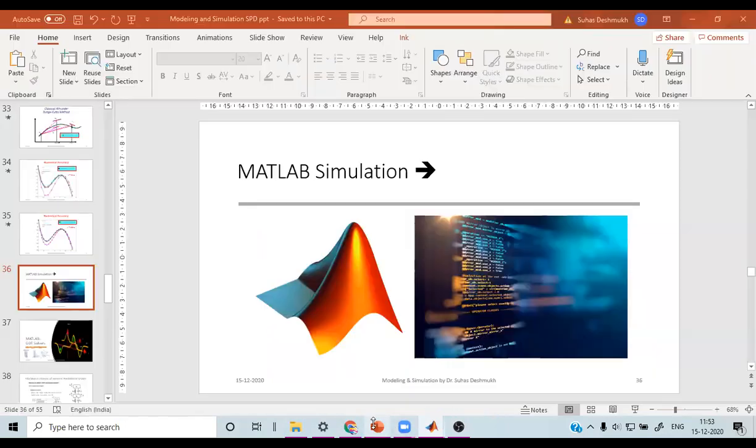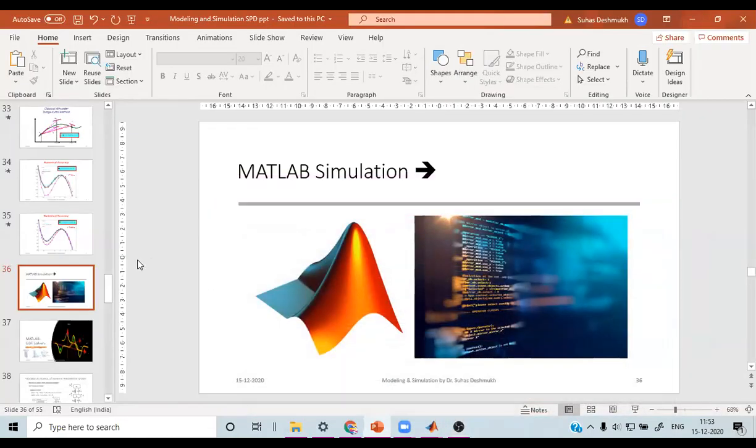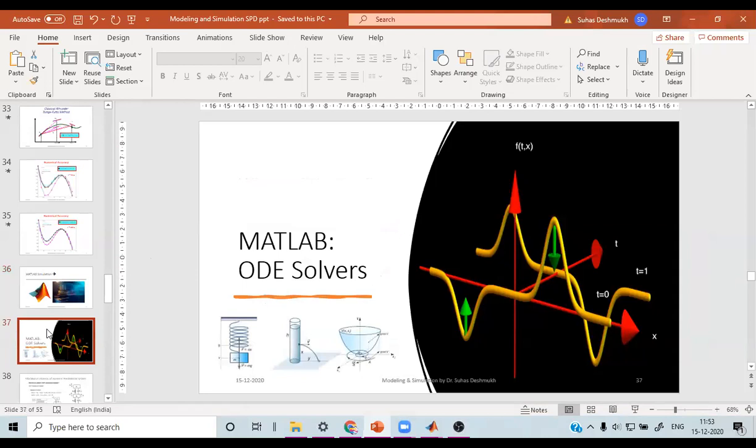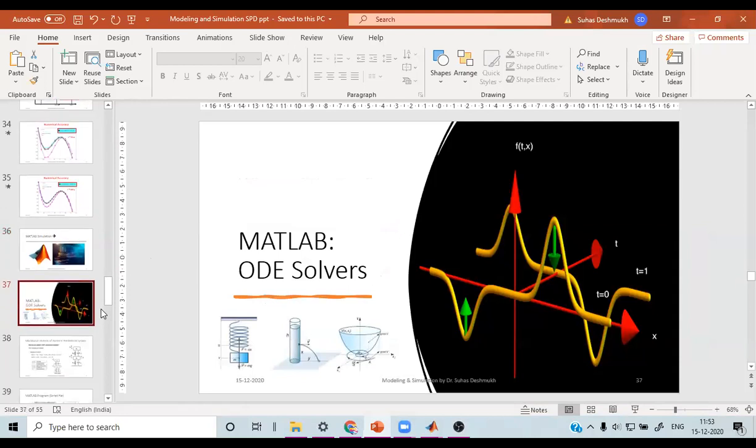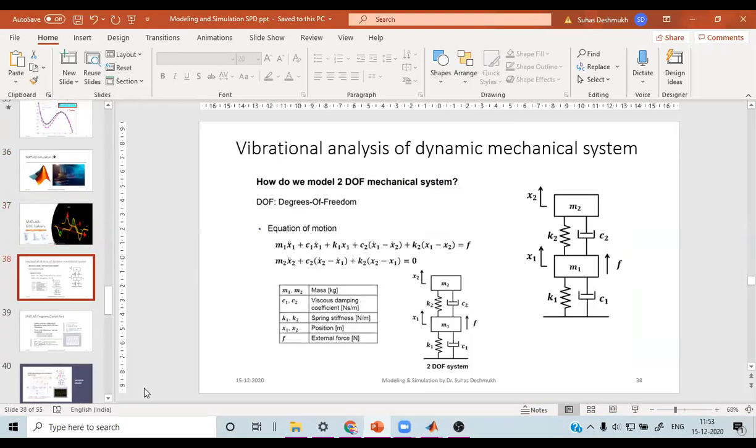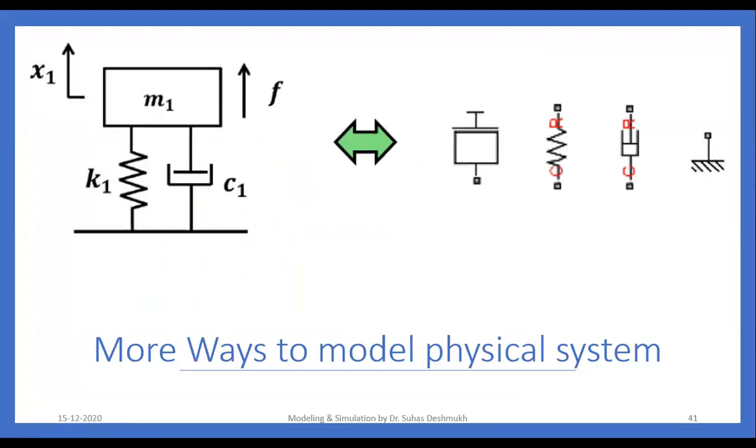So this is what MATLAB simulation can be used for, for the purpose of simulations and such things. In MATLAB Simulink modeling, the same kind of modeling you can do here, and then you can convert into a physical system. This is what is called Simscape modeling, and this is a mass.